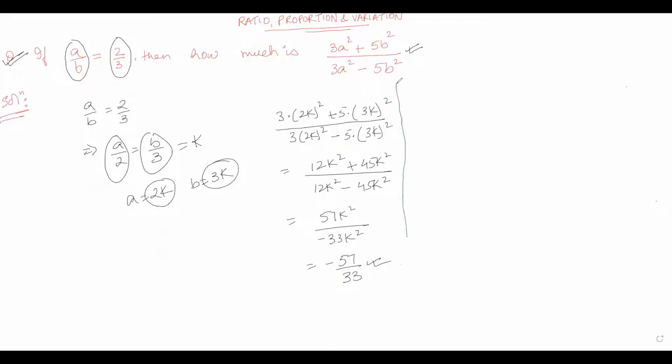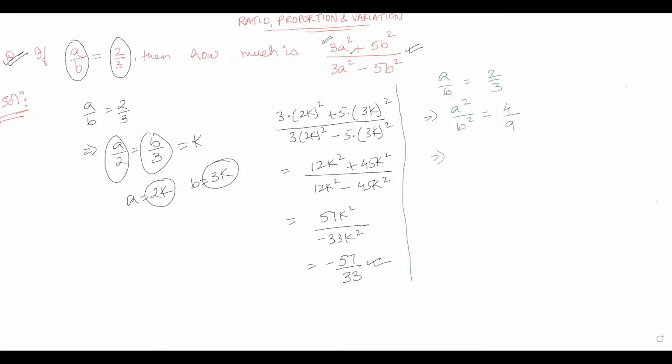Now we can solve the same question using componendo and dividendo. So let us try to see how we can do that. So A by B is given to be 2 by 3. I can see here A square and B square, so let us square this. So this would be A square upon B square will be equal to 4 upon 9.